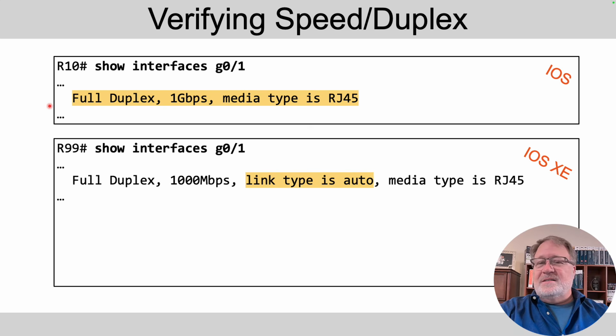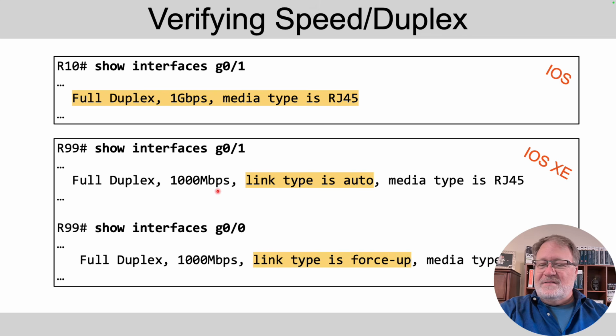iOS XE does, but it's hard to find, right? So it tells us the duplex, it tells us the speed. But what I've got here are two different interfaces, the first of which used auto negotiation, and the second of which used configuration having turned off auto negotiation. Notice this phrase, link type is force up, explicitly configured auto negotiation off, whereas the earlier one, link type is auto. That's pointing to the fact that auto negotiation is used in that case.